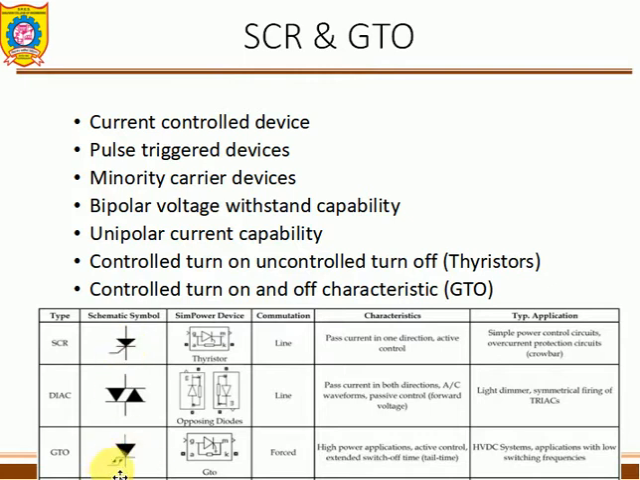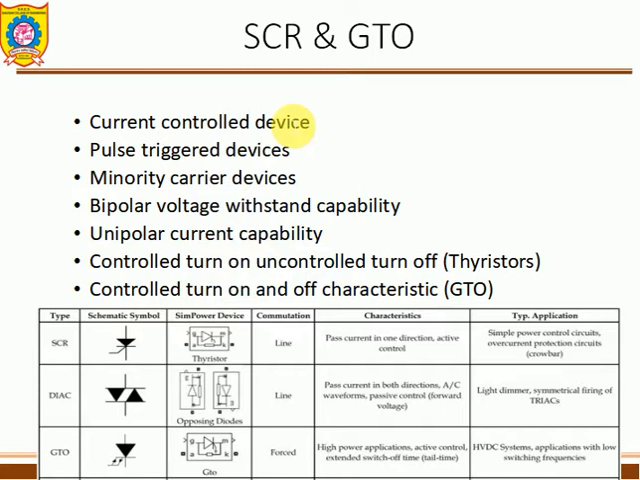In the GTO symbol, there are two arrow marks, so you can go upward and downward. This arrow mark indicates that you can turn the device on as well as off. This is the symbol-wise differentiation, and then there are a few common characteristics between the SCR and the GTO. It is a current control device.